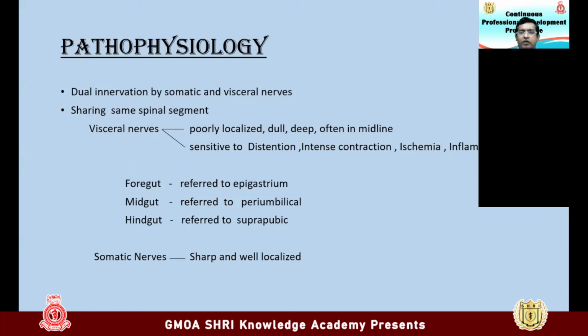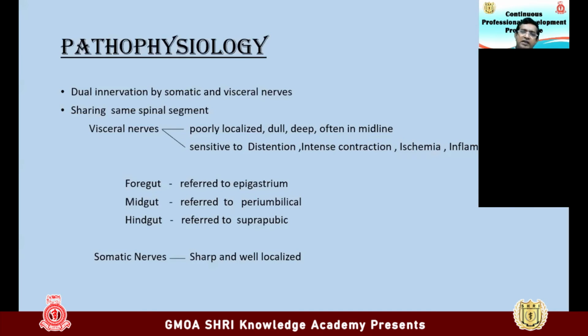So when you talk about the pathophysiology of this pain, you know that there are three types of pains. Those are visceral pains, somatic pains, and referred pains. Visceral pains arise from autonomic nerve fibers. Usually those are sensitive to stretching, chemical stimuli, and inflammation. So those are poorly localized, dull, deep pains, usually in the midline.